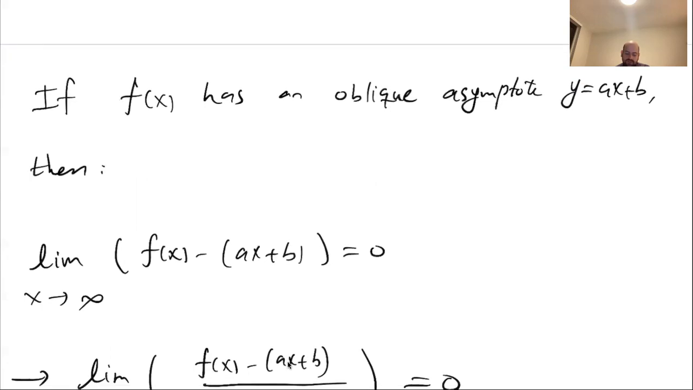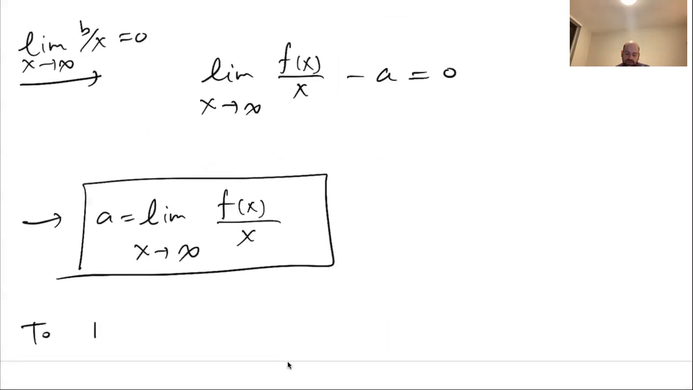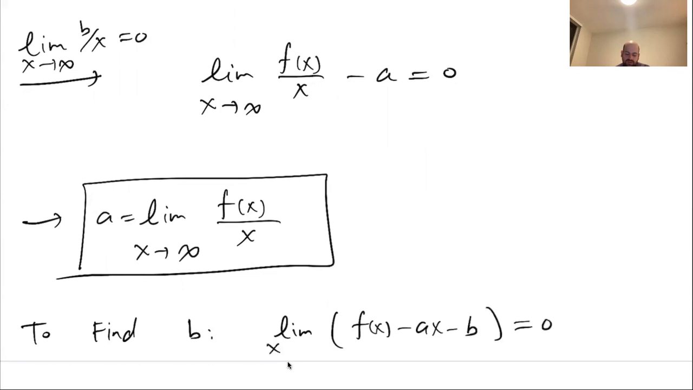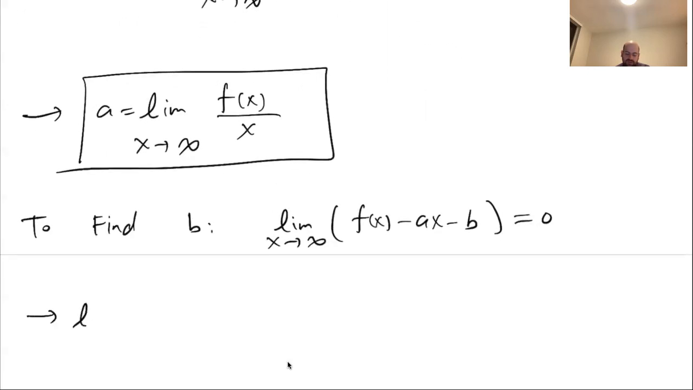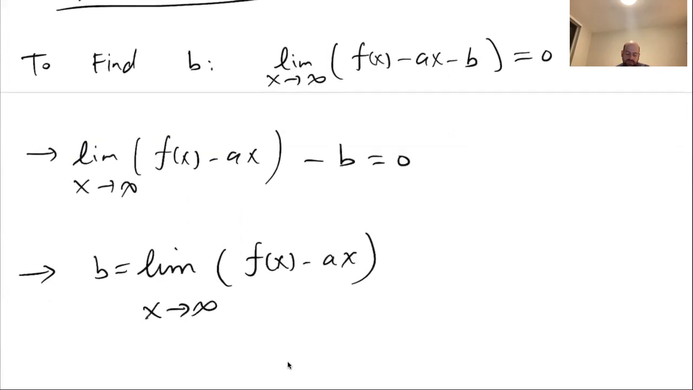How can I find b? Because the limit of f of x minus ax minus b has to be 0. So to find b, the limit of f of x minus ax minus b is 0 as x goes to infinity. That means the limit of f of x minus ax as x goes to infinity, minus b, equals 0. And that gives b equals the limit of f of x minus ax as x goes to infinity.